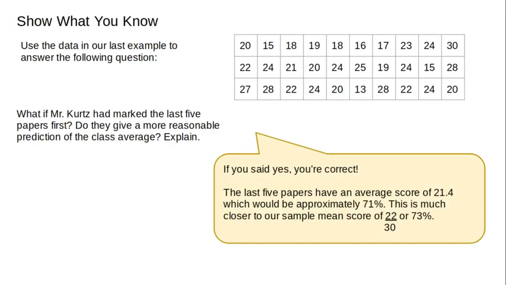If you said yes, you're correct. The last 5 papers have an average score of 21.4, which is approximately 71%. This is much closer to our sample mean score of 22 out of 30, or 73%.